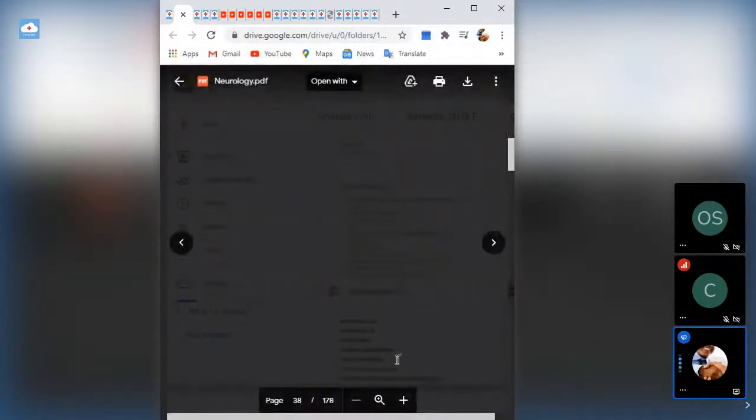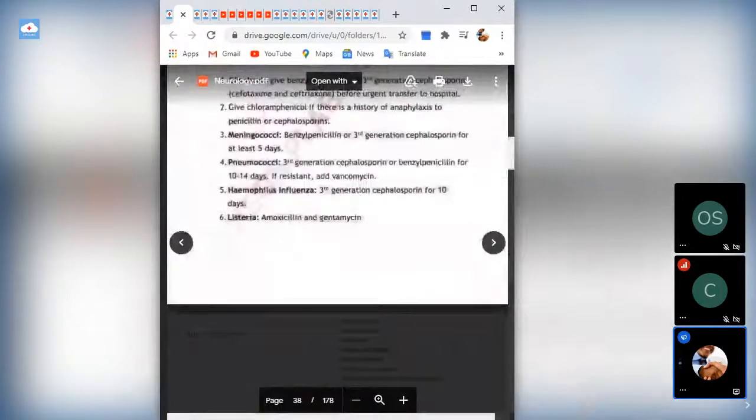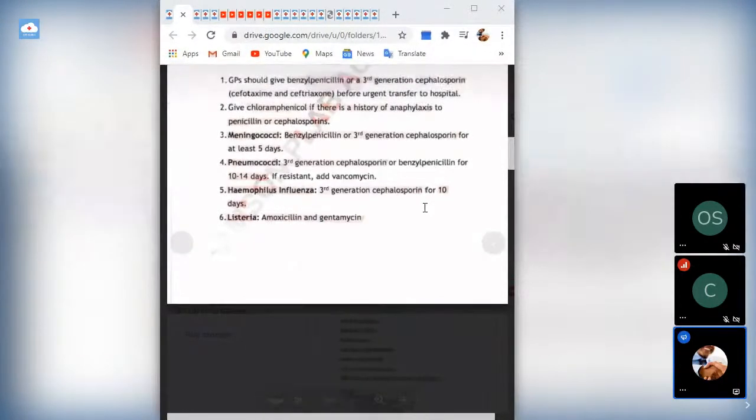Am I having a network issue? Anyway, so that's basically that. Any questions so far concerning meningitis? Is it gram negative, gram positive?